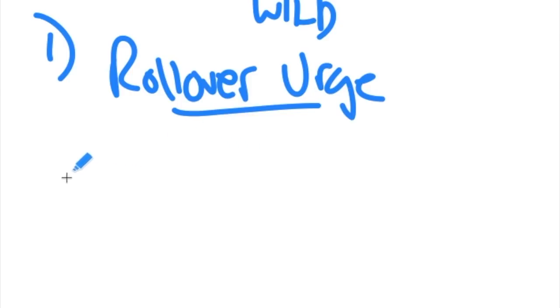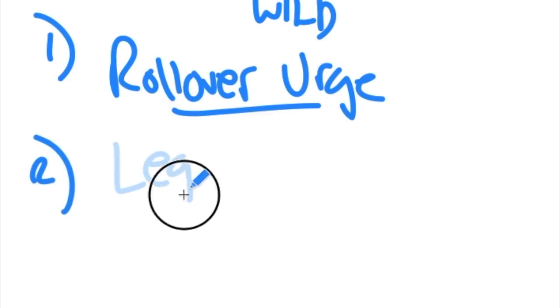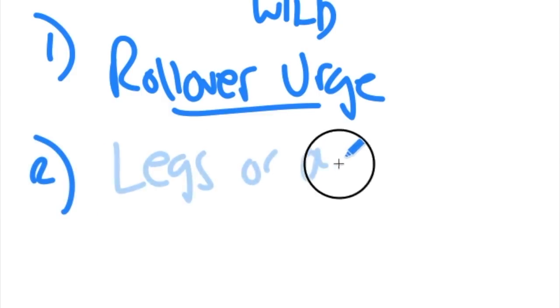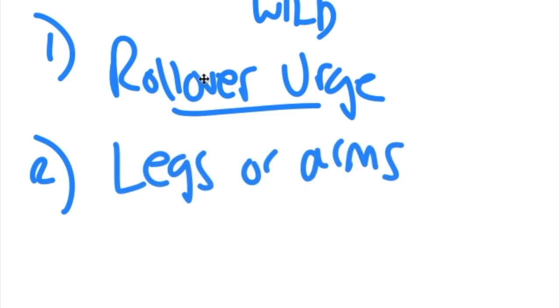So that's the first one. You'll get a strong rollover urge. The second one that you'll probably experience is the urge to move your legs or arms. And this can be mistaken as the rollover urge because really they're the same thing. But most of us, if we're trying to ignore the rollover urge, will give way to the urge to move a leg or an arm. But it's the same thing, okay? It's the same message that your mind is trying to send to your body. So you need to ignore that as well.